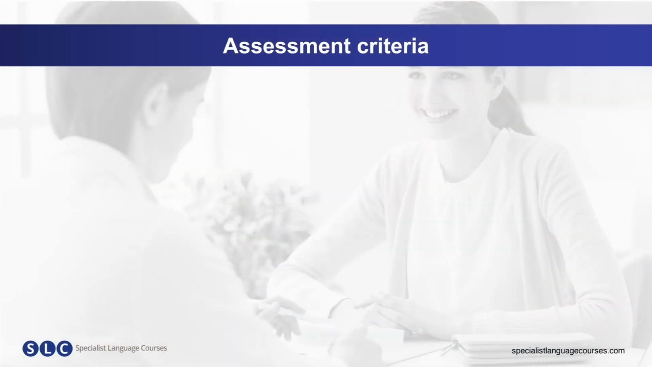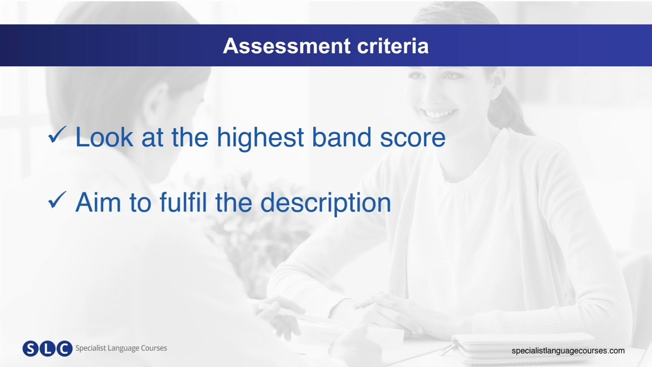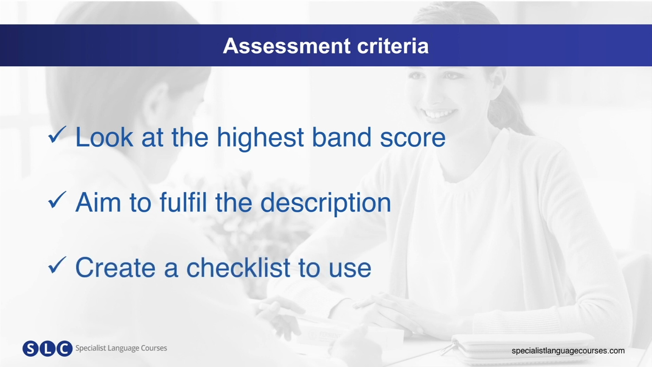So how can you use this criteria in your OET preparation? It's a good idea to focus on the highest band score, band 6, and understand what the examiner is looking for. Aim for this score when you practice. Think about creating a checklist and practice to see if you can perform to the criteria. But first we need to fully understand what each criterion means. Let's examine them in more detail.